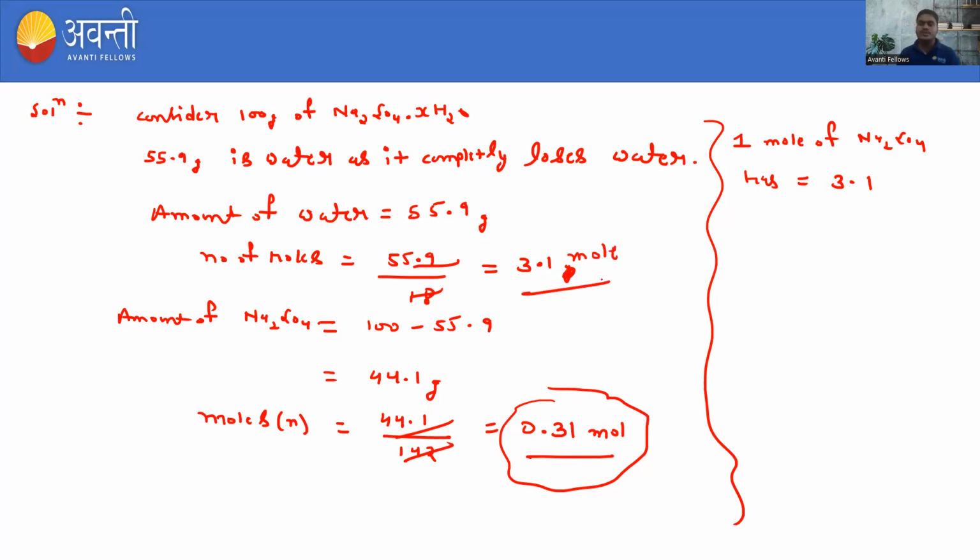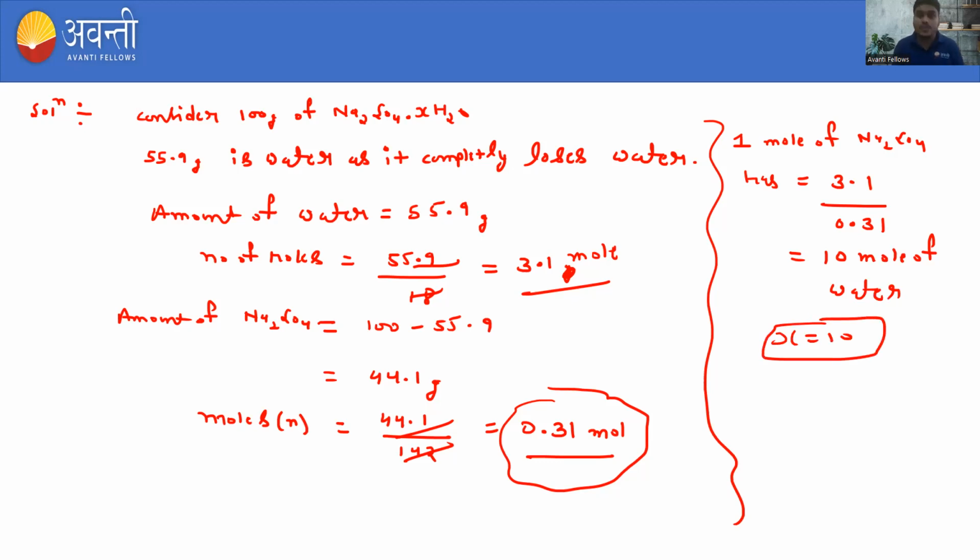So if 0.31 mole contains 3.1 mole of water, then 1 mole contains 3.1 divided by 0.31 mole. That comes out to be 10 mole of water. So what is the value of x here? X comes out to be 10. So this is the value of x in this question, because in this question they're asking the number of water mole.